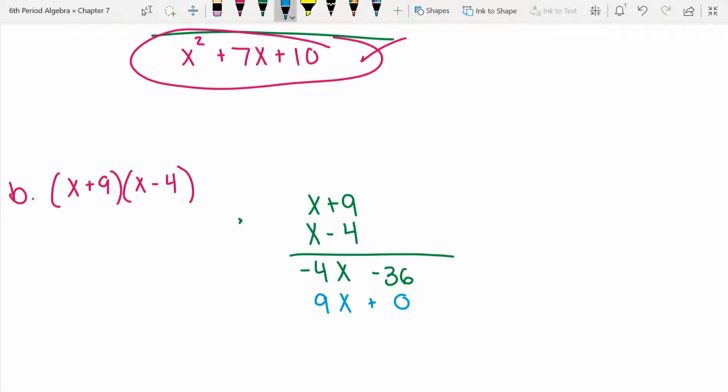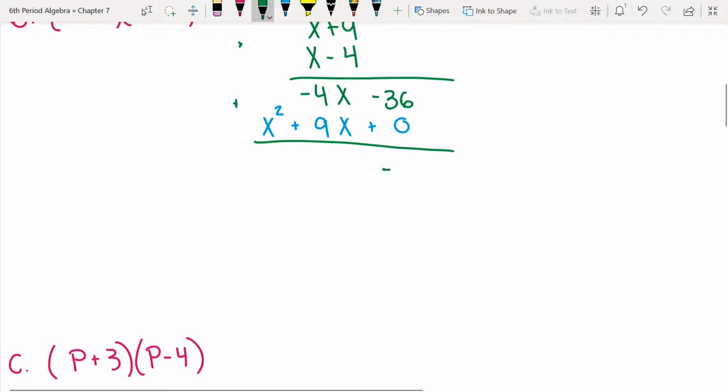Now I'm going to go x times x. Now rules of exponents say that's x squared. The 9x was positive, so I put a little plus sign in between. From here, I'm going to add straight down with my like terms.